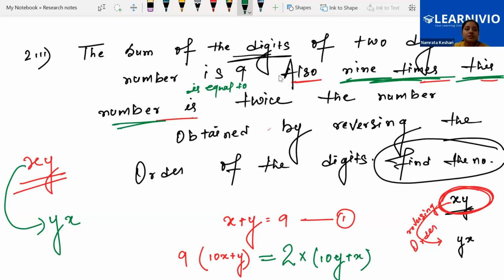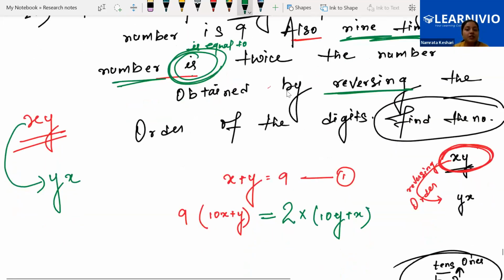So 9 times this number, our number we have written, is equal to twice the number obtained by reversing the order. When we reverse the order, xy became yx, and in expanded form yx became 10y plus x, twice the reversed order. Is it clear? Our equation number 2 is clear to both of you? Is it clear, Ziana and Harshit? Yes, ma'am. Yes, ma'am. Okay.